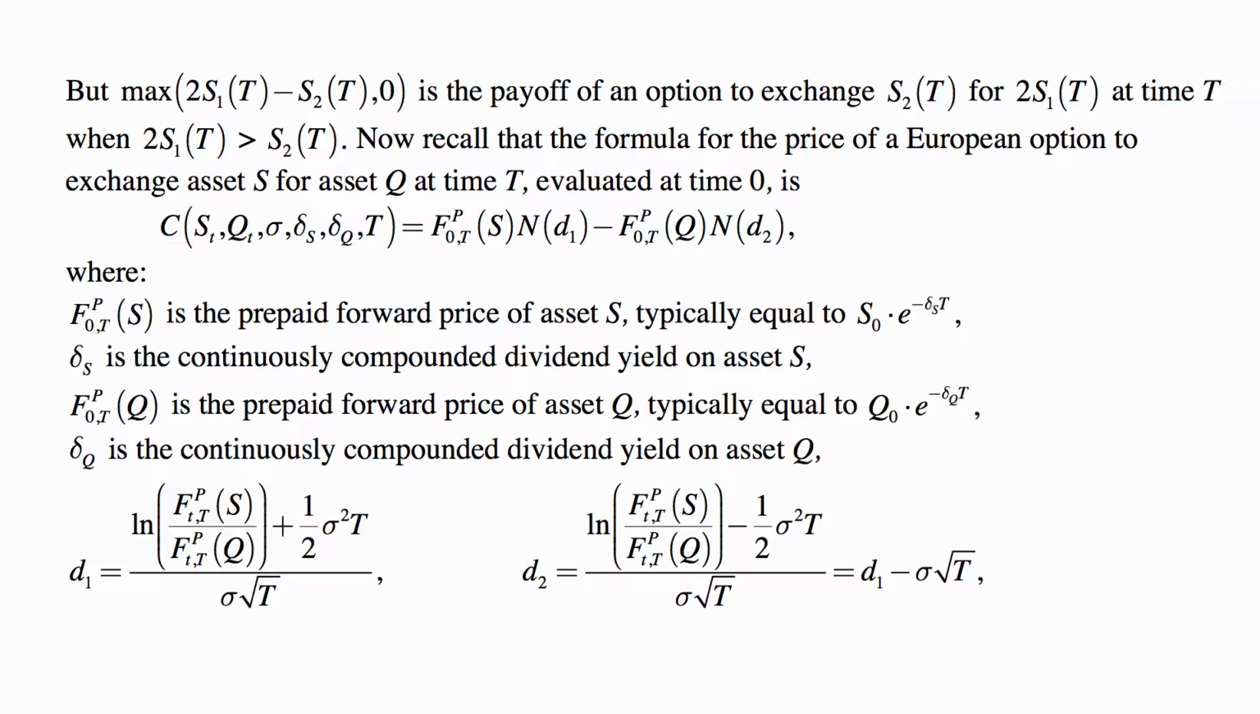where we need to calculate the prepaid forward prices using the continuously compounded dividend yield on the assets. D1 is the natural logarithm of the ratio of prepaid forward price of S to the prepaid forward price of Q plus 1/2 sigma squared T, the whole thing divided by sigma square root of T. And d2 is the same thing with a minus sign in front of 1/2 sigma squared times T. So that's the same as d1 minus sigma square root of T.